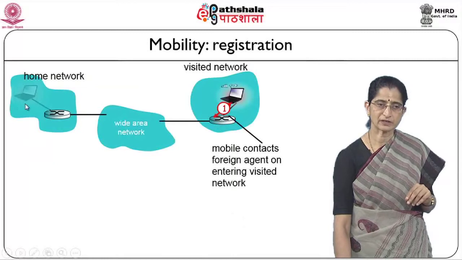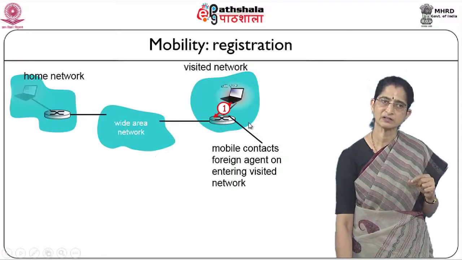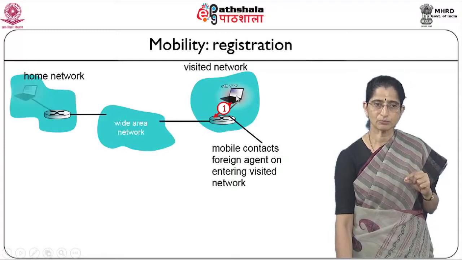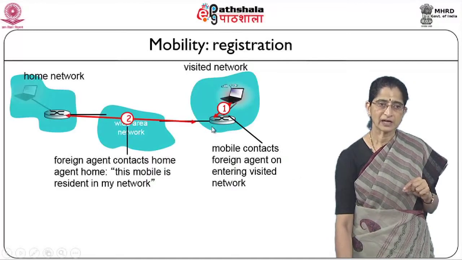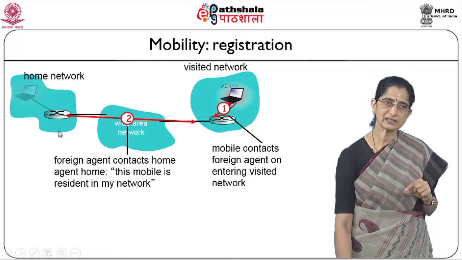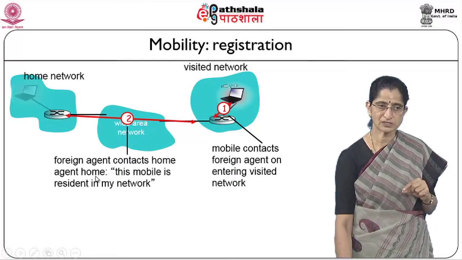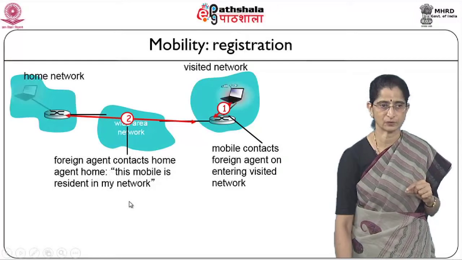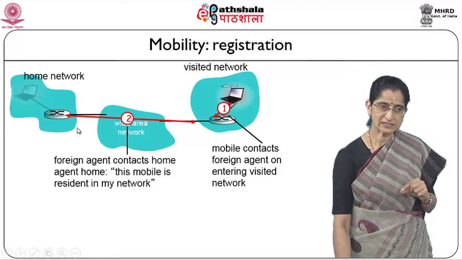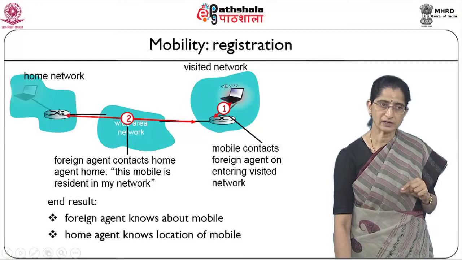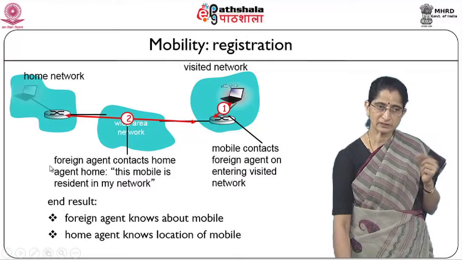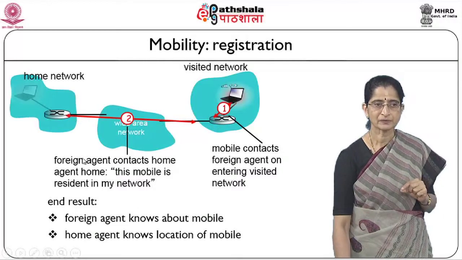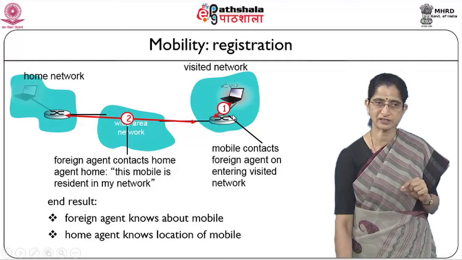So we have the home network here, some internet, wide area network, and this is another foreign network which our mobile is now visiting. The mobile will first contact the foreign agent on entering this visited network, and this foreign agent will contact the home agent, saying this mobile is now resident in my network. Once it does that, the home agent can talk back to the foreign agent, and the end result of this registration process is that the home agent will acknowledge that registration.